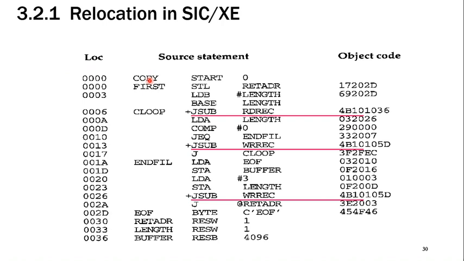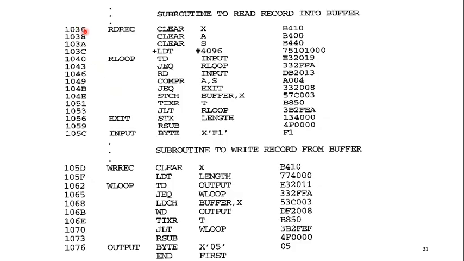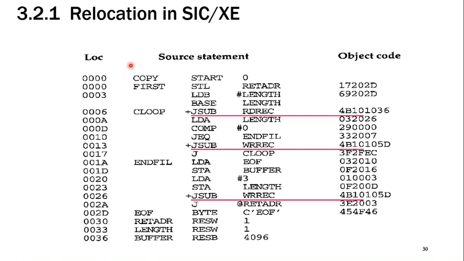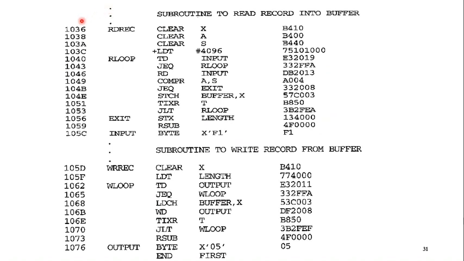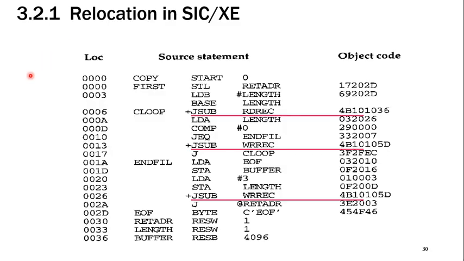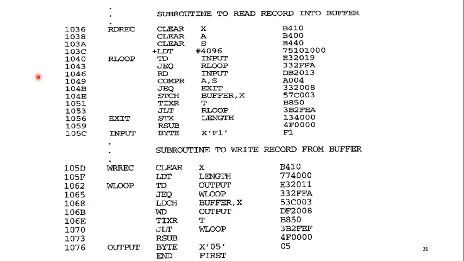And what value will vary? Observe carefully: when the starting address was 0, the address of this read record was 1036. When the starting address changes from 0 to 1000, what will happen? This will become 2036. You get that from 1036 plus the changed starting address, which is 1000. So 1000 plus 1036 gives 2036.